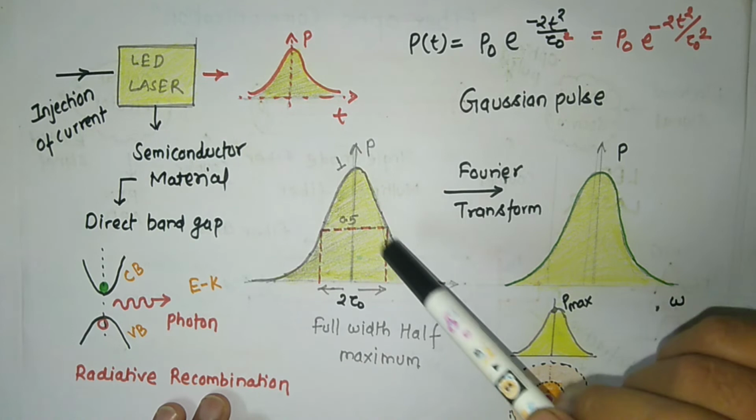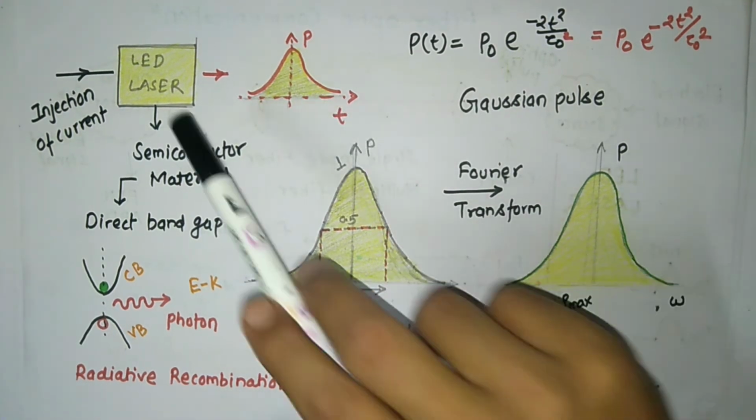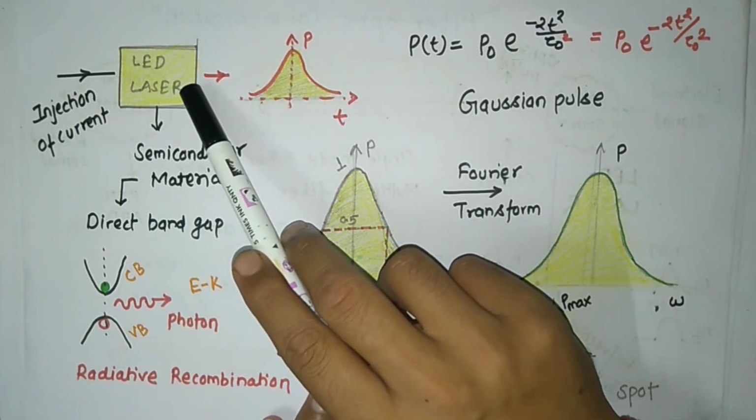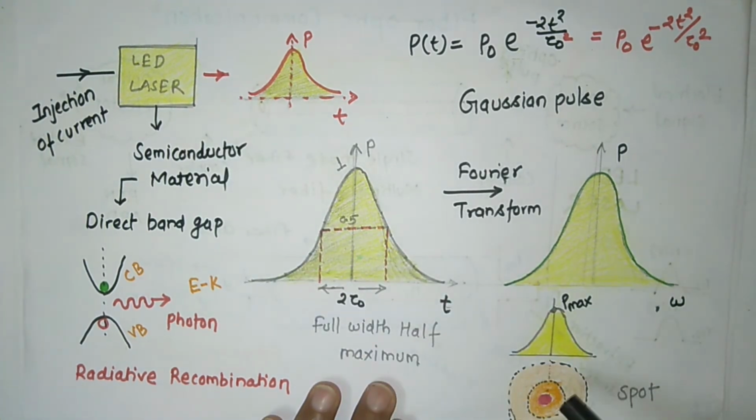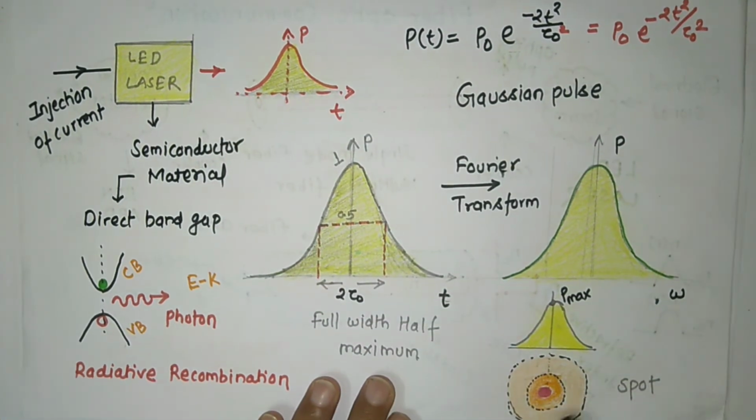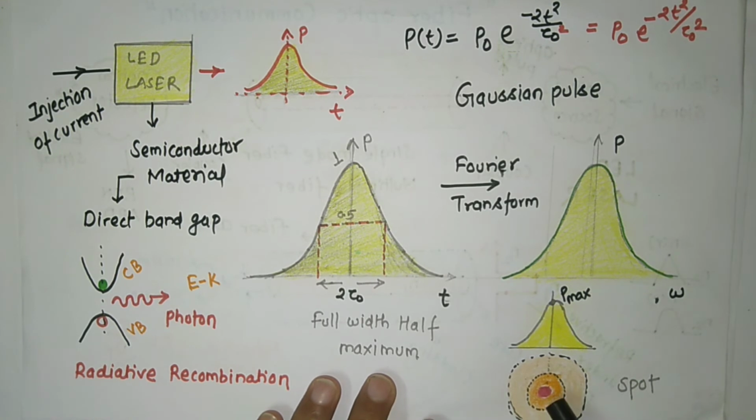Okay, let's talk about this Gaussian pulse. Suppose that there is a LED or laser and it is producing a light beam, and we get a spot here. It is the spot of beam. At the center you can see the intensity is maximum, but when you move in radial direction, then intensity is reducing. Let's draw this profile. At the center, intensity is maximum. When you move in radial direction, intensity is decreasing.